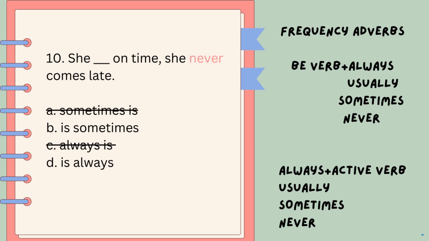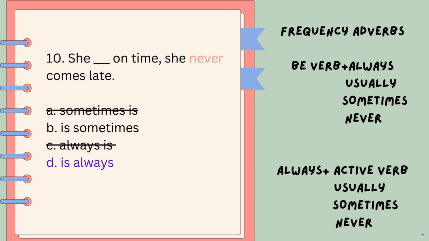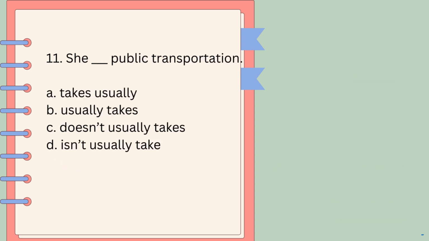Here you have two options: is sometimes or is always. But when you see the sentence, she never comes late, which means that she is always on time. So the answer is always.